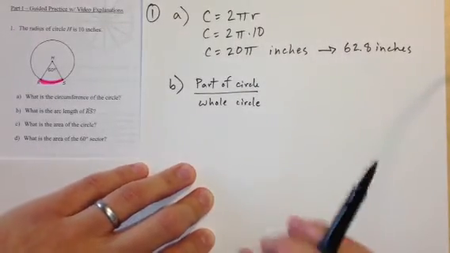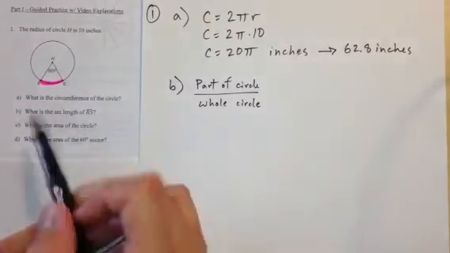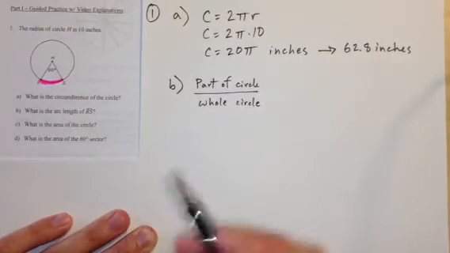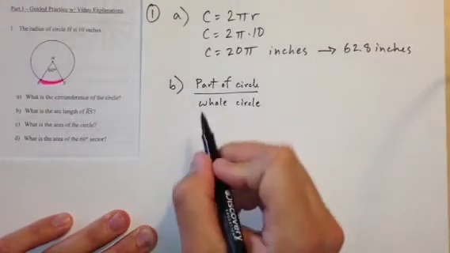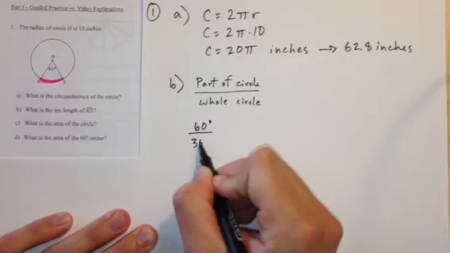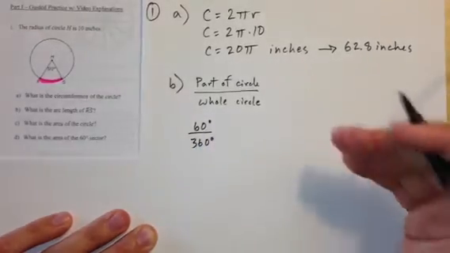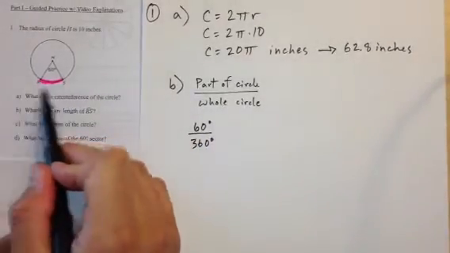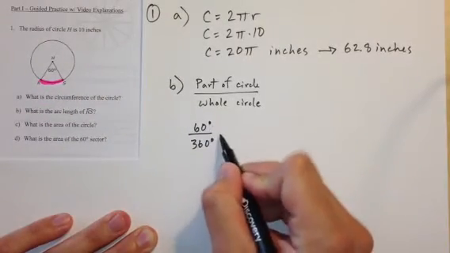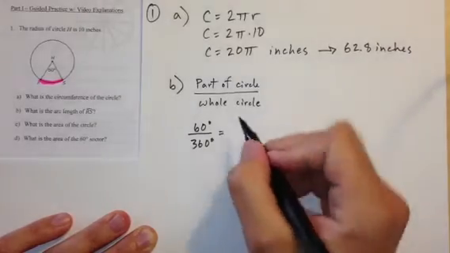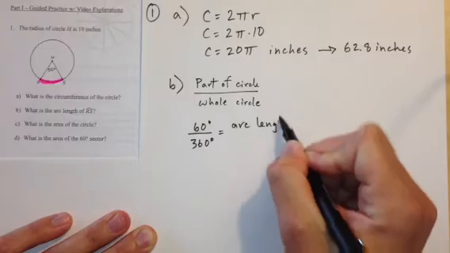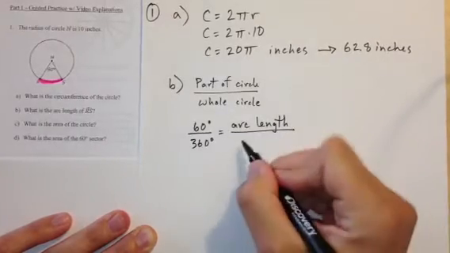So what part of the circle, what fraction of the circle is this arc? It's not the entire thing, clearly. It's only part of it. Well, the fraction that it is, it's 60 degrees out of 360 degrees. That's the part, this arc, over the entire circle. So 60 degrees over 360, and on the other side of our proportion, the same ratio is the arc length over the circumference.